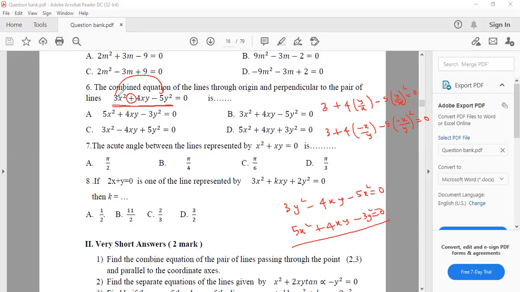The fastest method is to interchange these two positions and change the sign of it. So what you'll get when you interchange? Minus 5x square minus 4xy plus 3y square equals 0. Now change the sign again, you will get the answer. This is a very important question. I think this will be there in your paper.